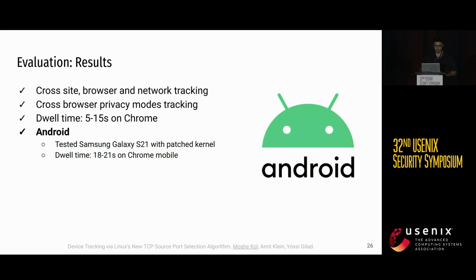And we also tested Android, but this was a bit tricky because at the time that we conducted the research, there was no device that implemented the DHPS algorithm. So in order to test it, we manually patched the kernel of a Samsung Galaxy S21 device. And with the patched kernel, we were able to test the attack, and we found that the dwell time was around 20 seconds on Google Chrome Mobile.